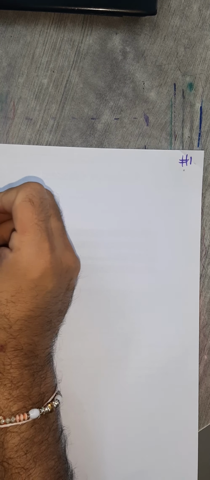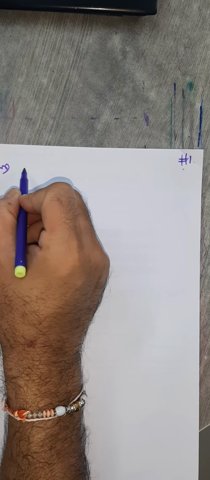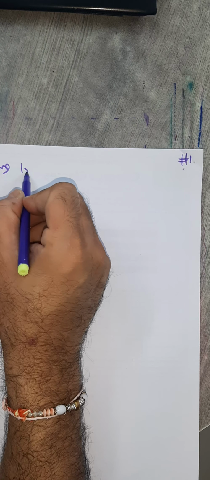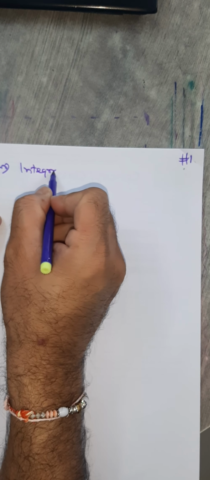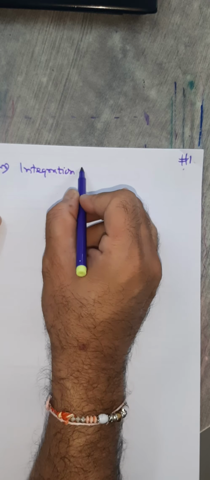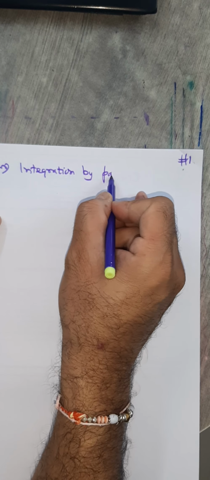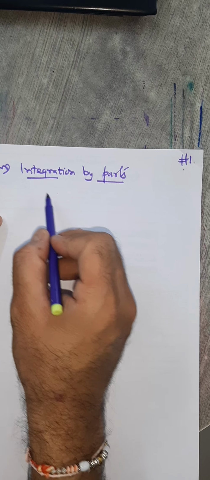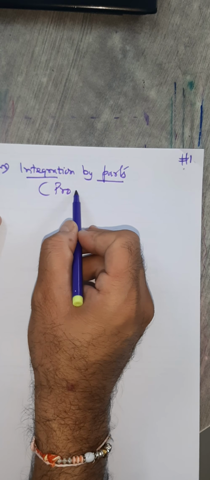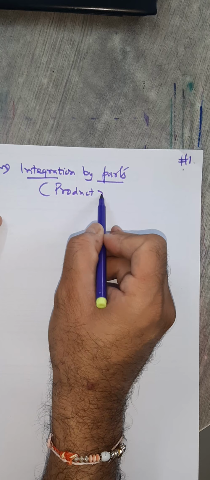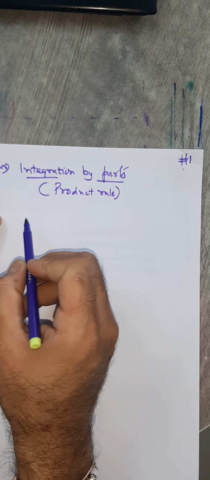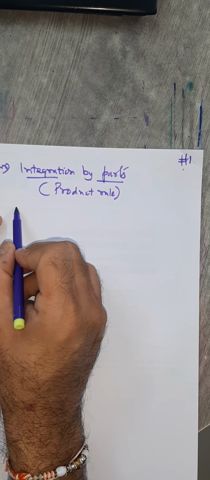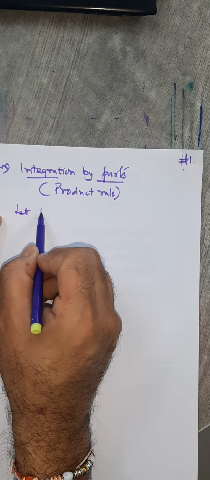Now next in the integration is the product rule, or it is in general called integration by parts. This is not exactly the product rule, but one type of product rule. More or less it looks like a product rule. Okay, so we start with two functions of x.